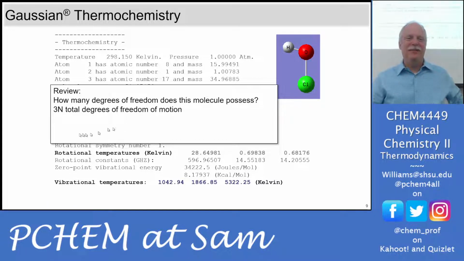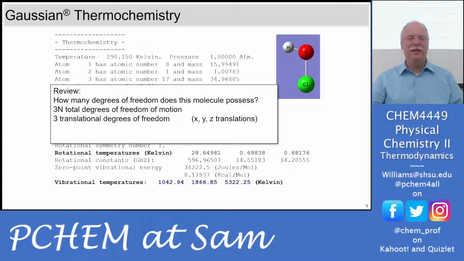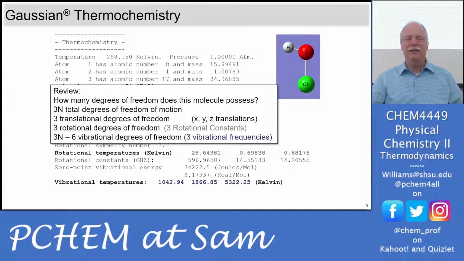And so, anyway, this is, again, 3n total degrees of freedom, 3 translations, 3 rotations, and then we get 3n minus 6 vibrational degrees of freedom. In this particular molecule, that's 3 vibrational frequencies, and so that's why there's only 3 vibrational temperatures. But you notice how the vibrational temperatures really become irrelevant pretty quickly in small molecules. In larger molecules, you might have a lot that are low temperatures, but Gaussian really only calculates the bottom 5 or 6.